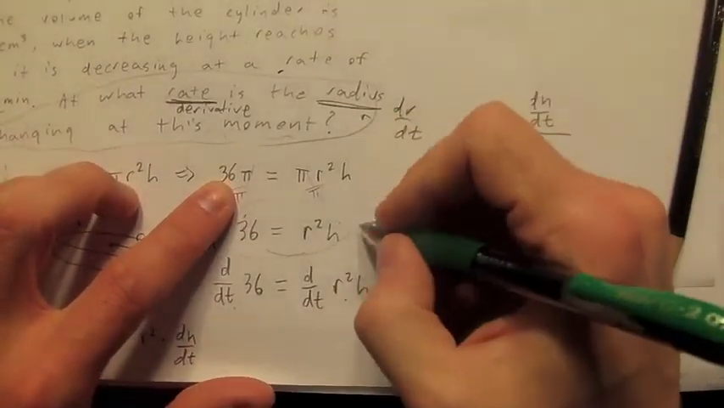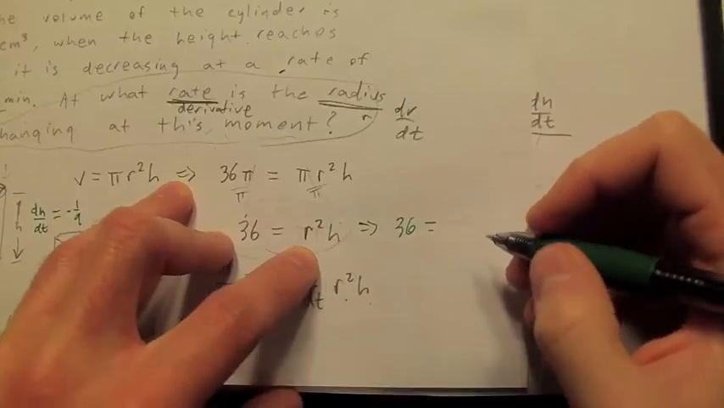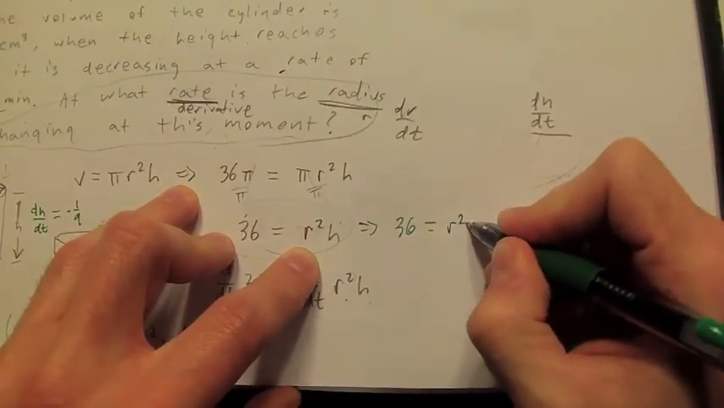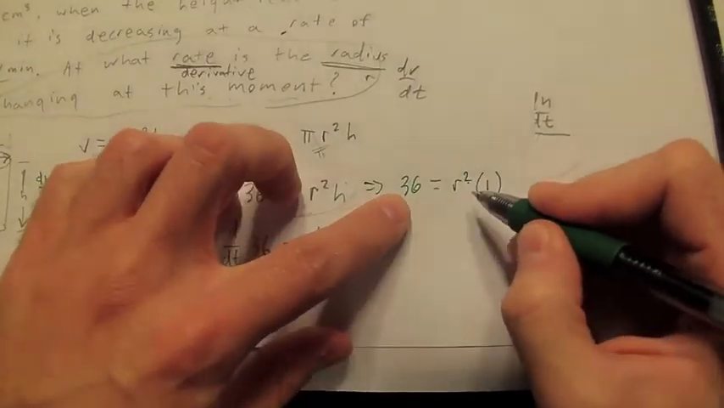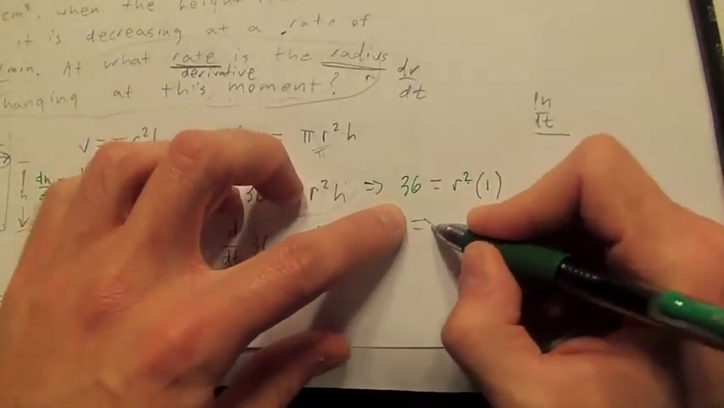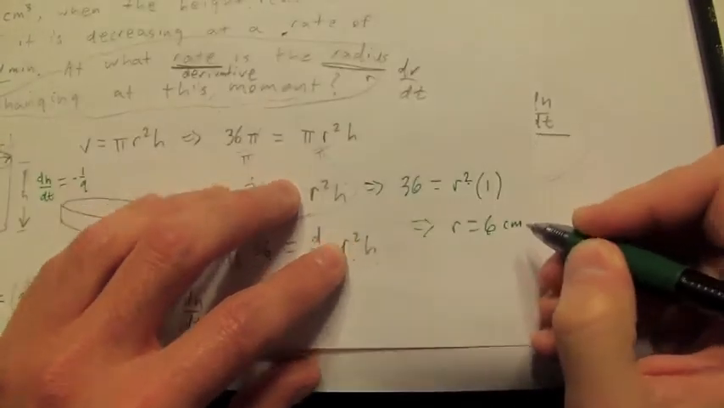I have 36 is equal to r squared h, so 36 will be equal to r squared times 1, since h is 1 in this case, so I have r squared is equal to 36, giving me that r is equal to 6 centimeters.